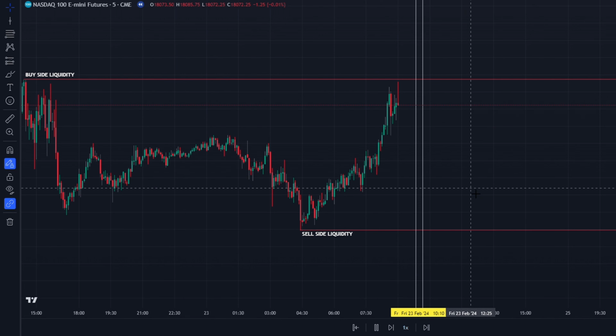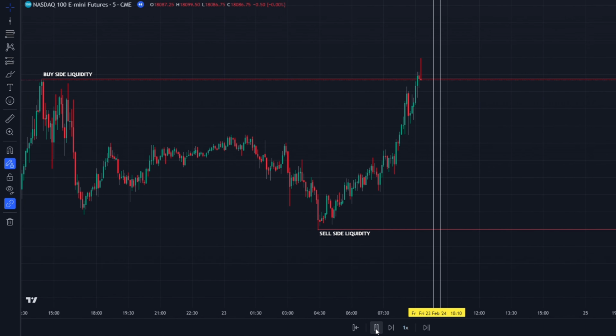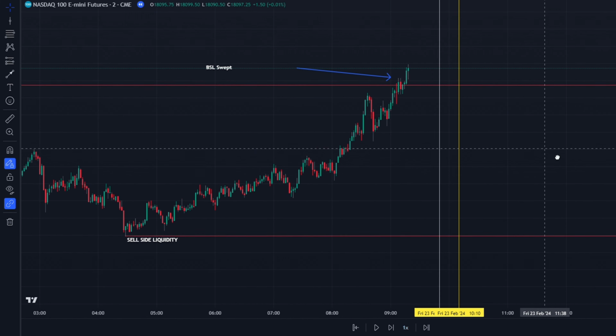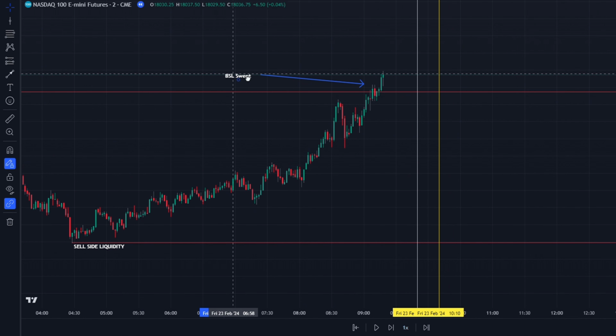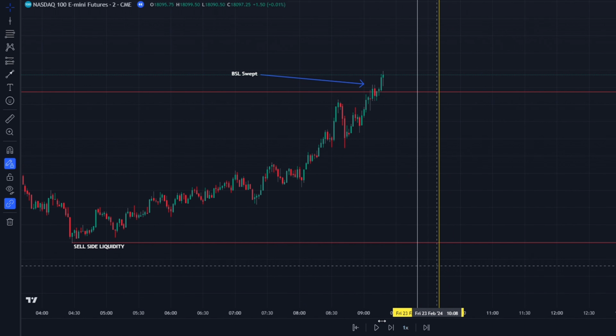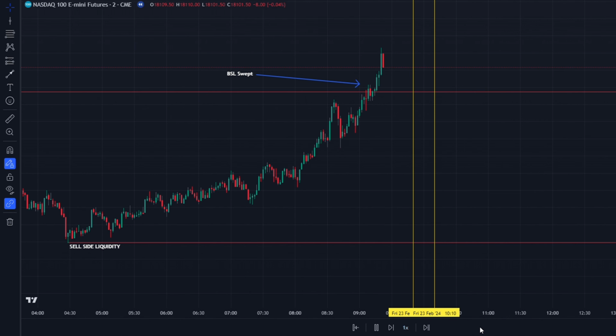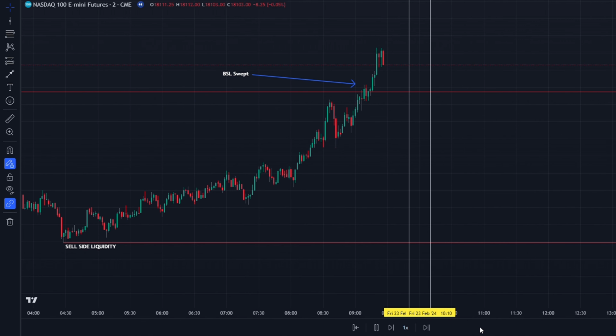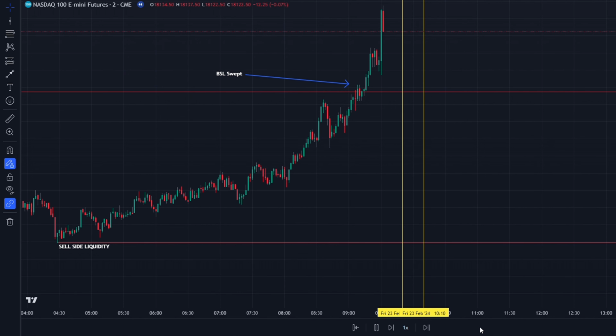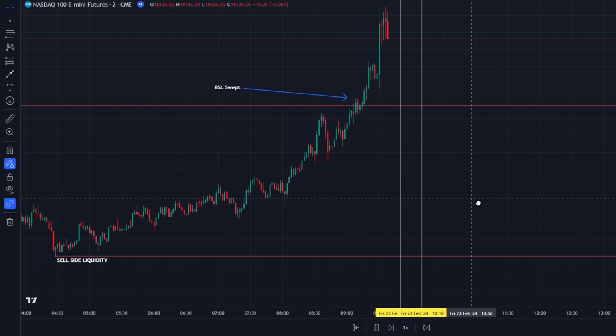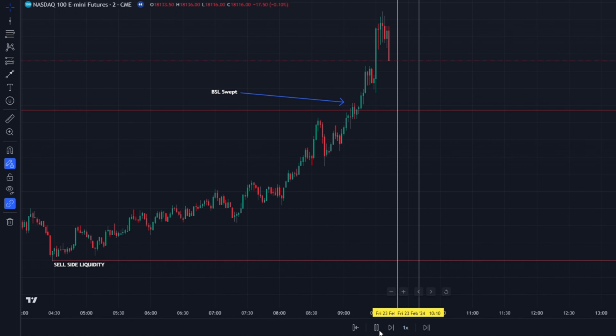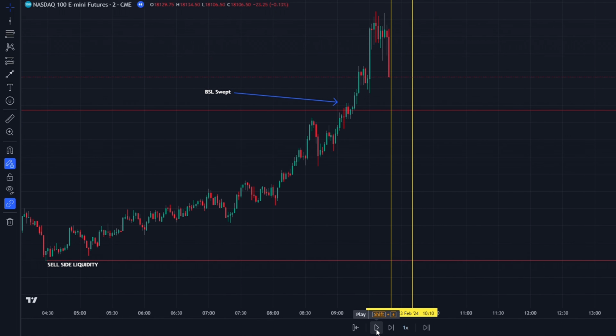Okay, there you go. As you can see, buy side has been swept going into the New York session. So I'm just going to quickly mark that out. And then I'm going to drop to the lower time frame onto the 2 minute to get a cleaner entry on this. So that's the opening range gap. And then you can see that price has displaced below this level here.